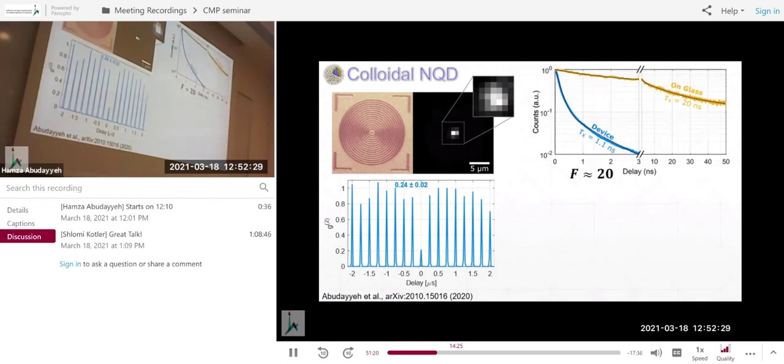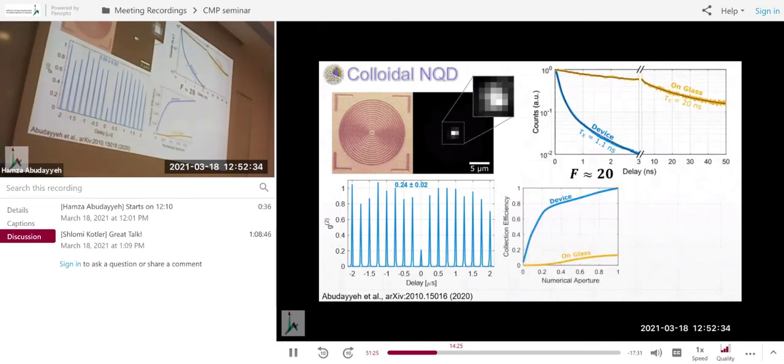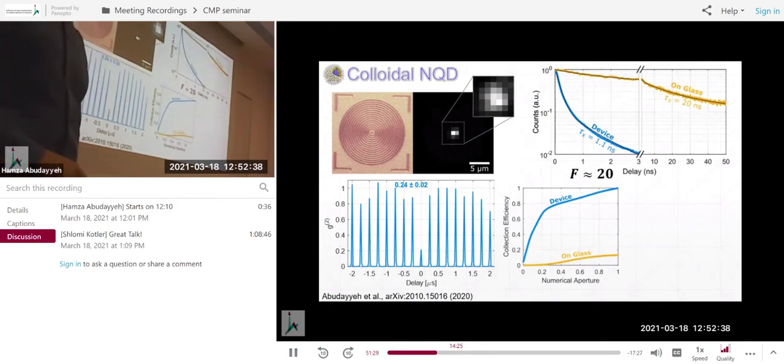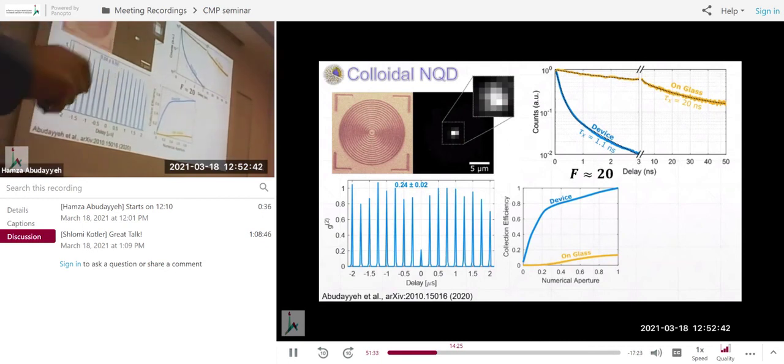And so this tells us that we have a Purcell factor of about 20, which is nice. And this comes along with the same kind of collection efficiency improvement that we saw before. So this is the collection efficiency from the device. Again, there are many devices. I just show you here one. And on glass, what the collection efficiency would be.